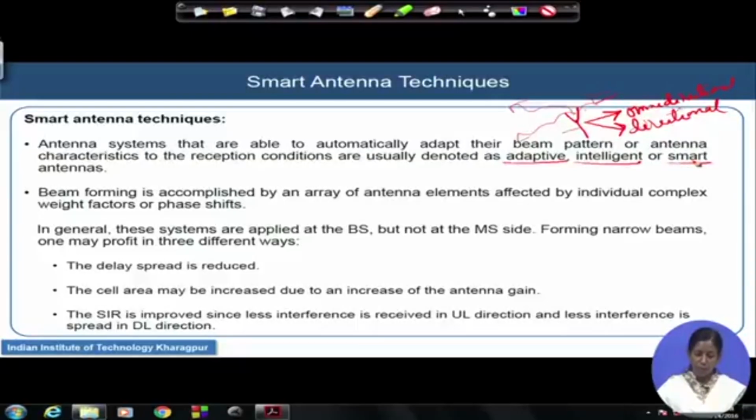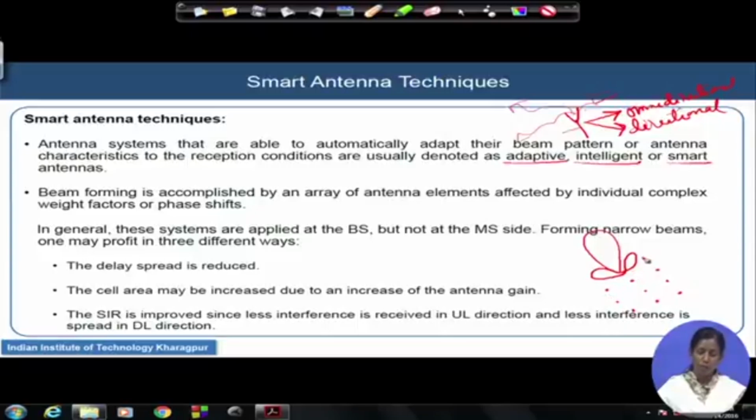Whenever we are talking about a beam or a beam pattern, some mechanism is going on inside the RF front end hardware architecture which helps the antenna to form this beam pattern. We call it beamforming. This is accomplished by an array of antenna elements, each affected individually. There are several architectures that these elements can form.